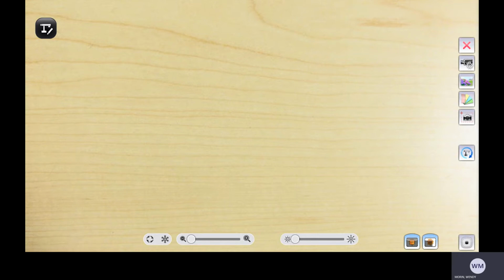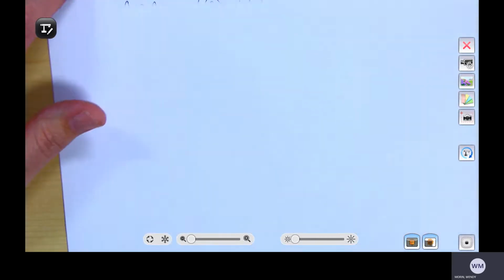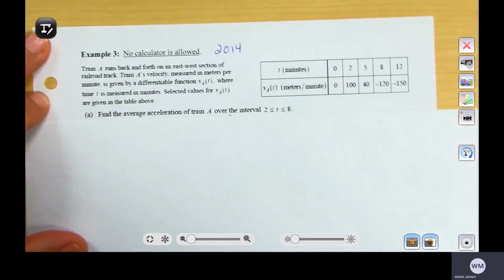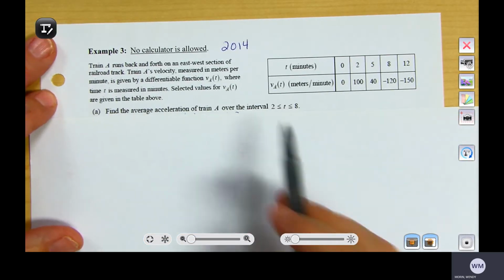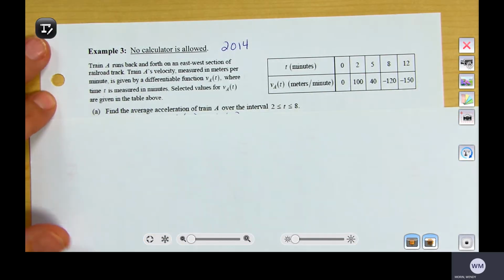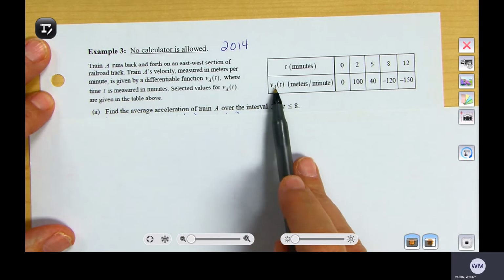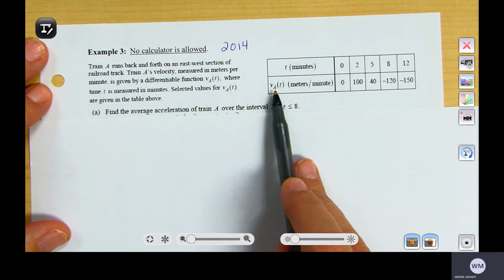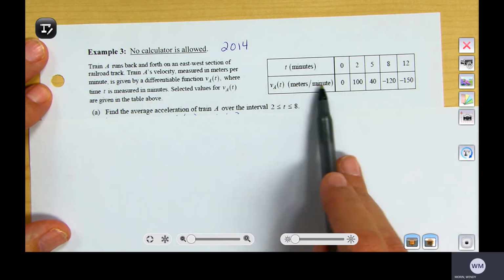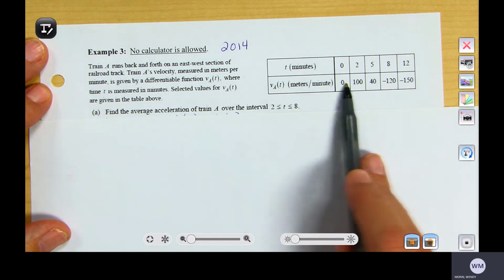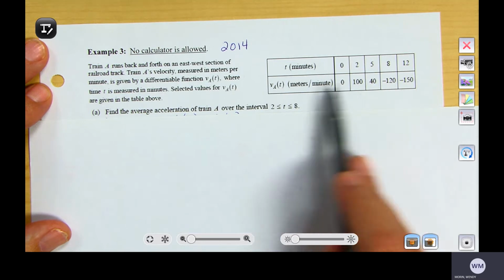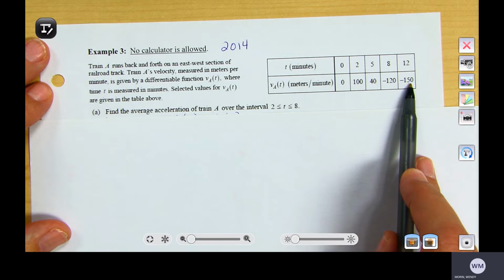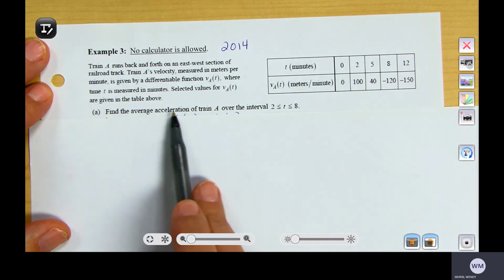Let's go to example number 3. Okay, so example number 3 here comes from 2014, and it's a non-calculator one. We have V of A, or V sub A, I should say. And V sub A is given in the table, and it's meters per minute. So this is the velocity. So this is a different table because they're giving us technically the first derivative in the table. Okay. Find the average acceleration.